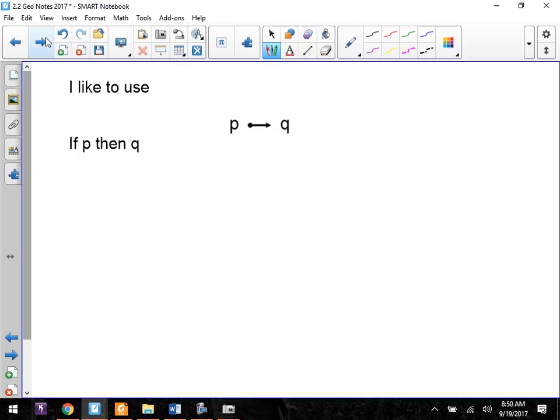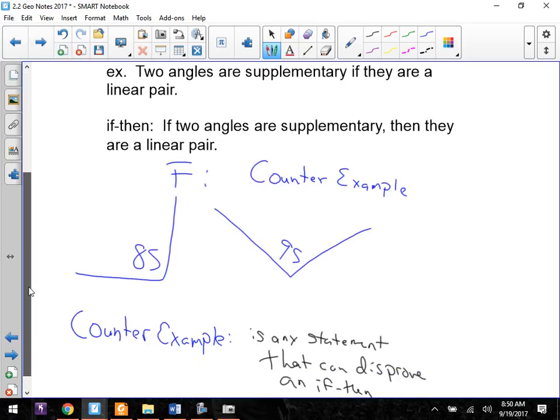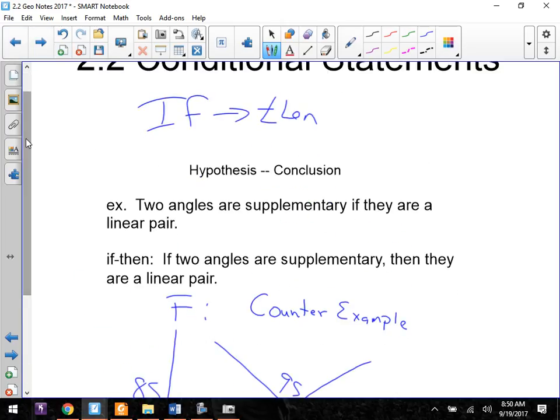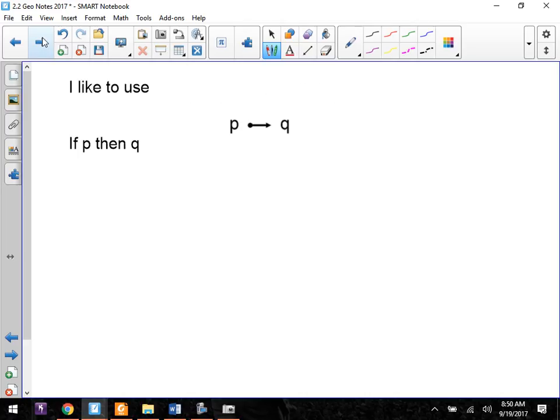So what we do with these conditional statements, this hypothesis conclusion, we write it out in terms of what are called P's and Q's. You guys ever heard the old saying, mind your P's and Q's? That's where this comes from. They call it this if-then statement, hypothesis, conclusion. We say, if P, then Q. This is where that idea comes from.